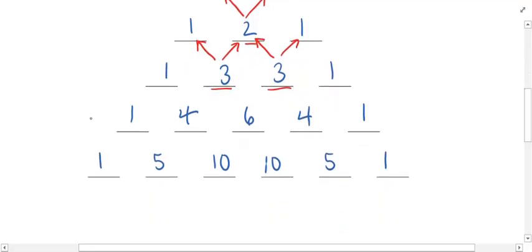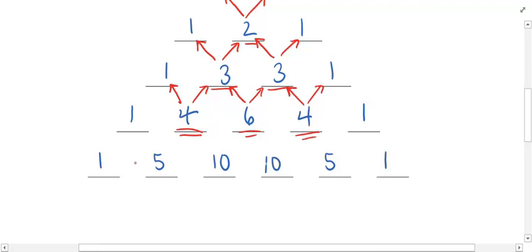You see the same pattern down here. The row starts with 1, and then to fill in this blank, I would sum the 1 and the 3. 1 plus 3 gives me 4. To get the 6, I would add the number to the left with the number on the right. 3 plus 3 gives me 6. To get the 4, I add 3 and 1. I end the row with a 1.